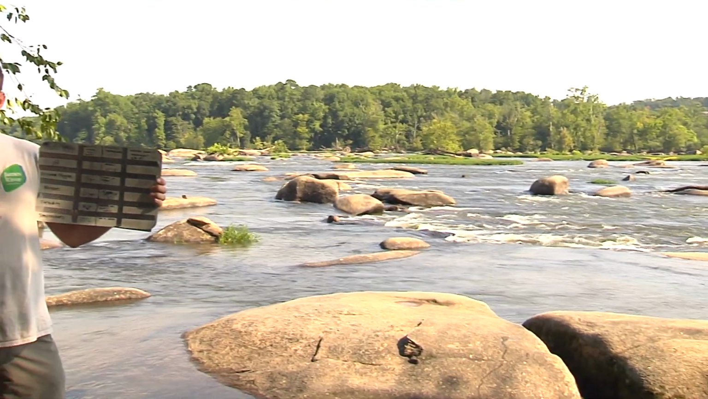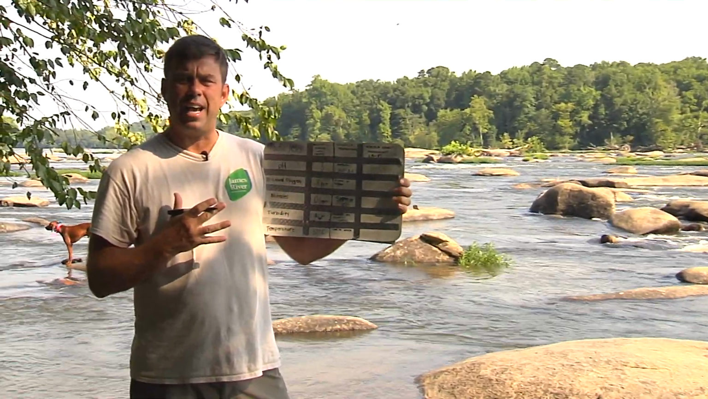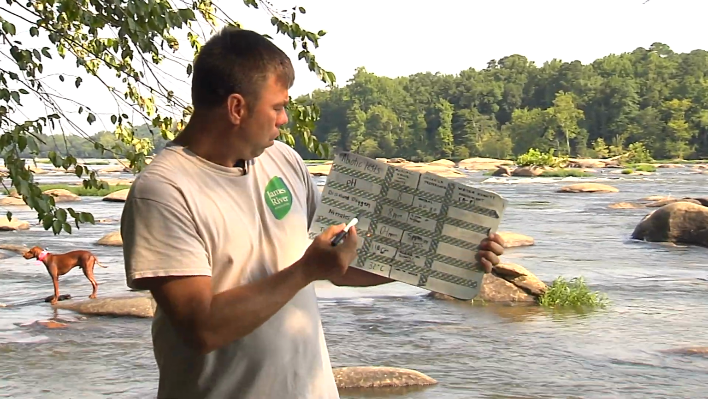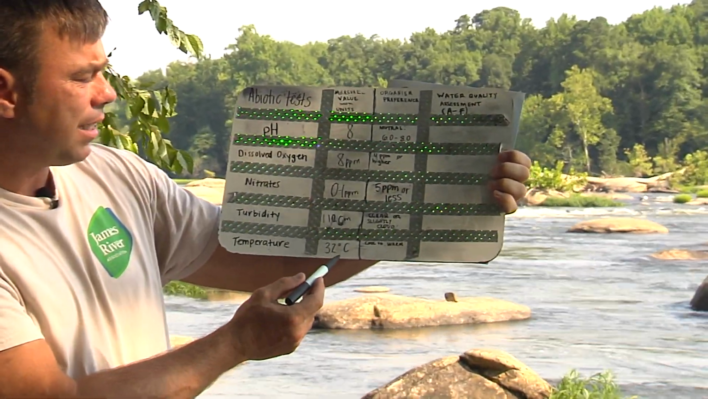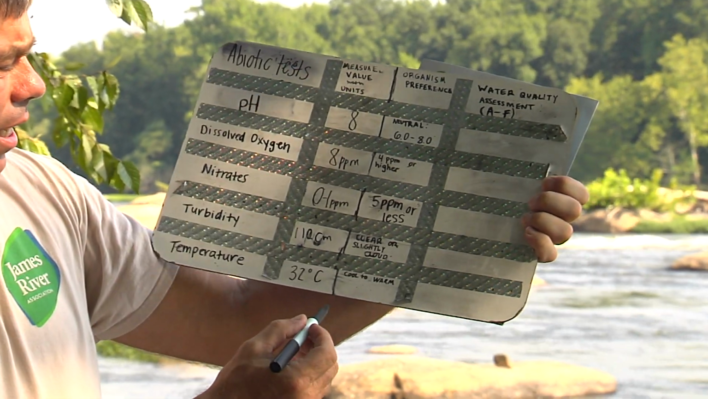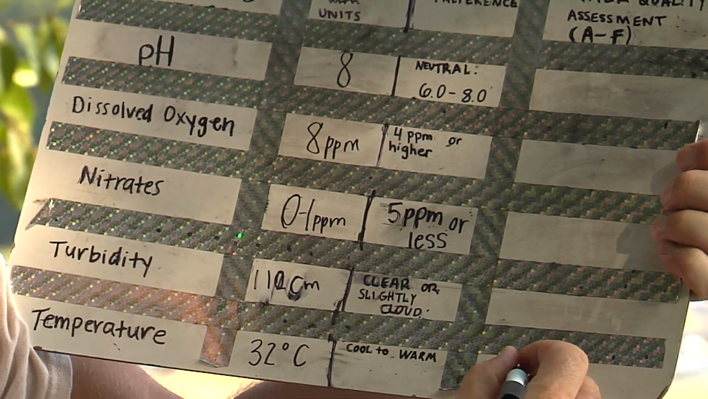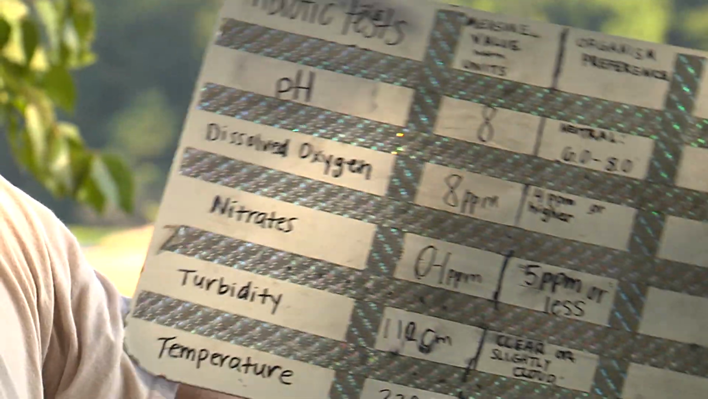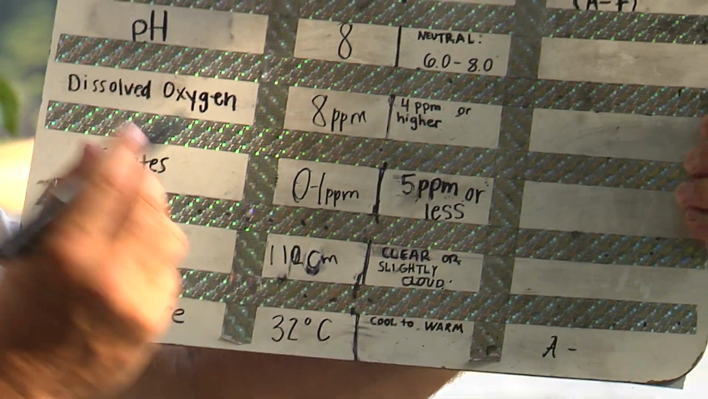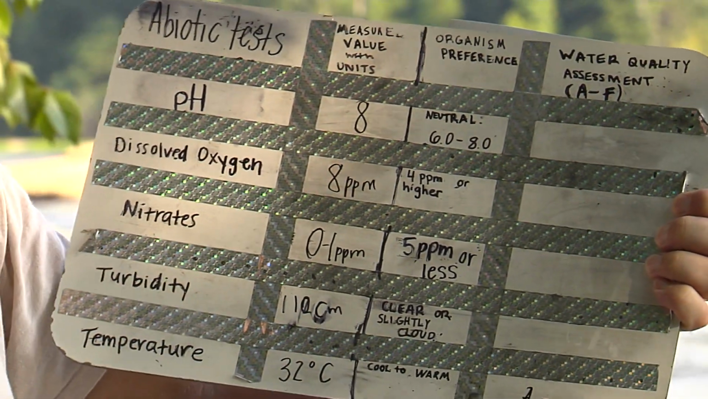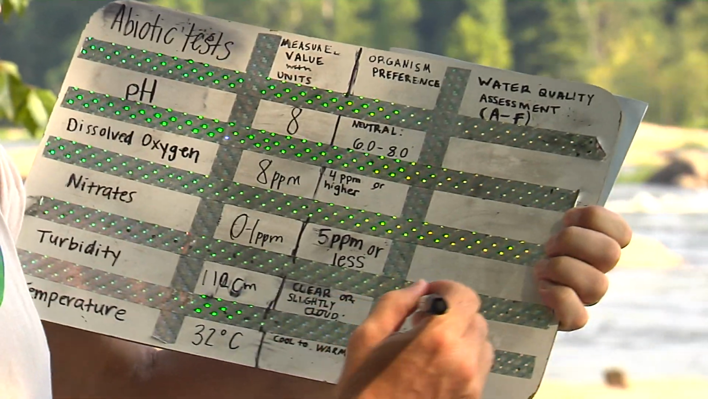Okay, it's now time to do a summation of our 5 water quality tests that we conducted today. The first one we did was temperature down here. We got a reading of 32 degrees Celsius, which is a good reading for this time of year. I'm going to give that an A-. When it comes to turbidity, we had an excellent reading of 110 centimeters. We were able to look down into the water column, which is great news. That means there weren't many sediment particles in our water column. That's going to be an A.